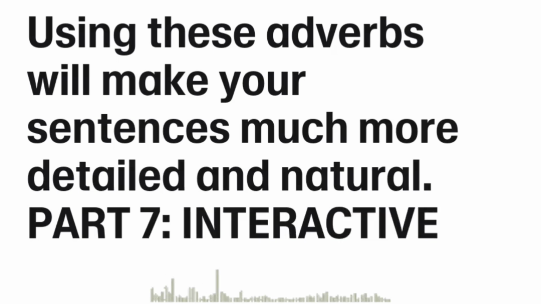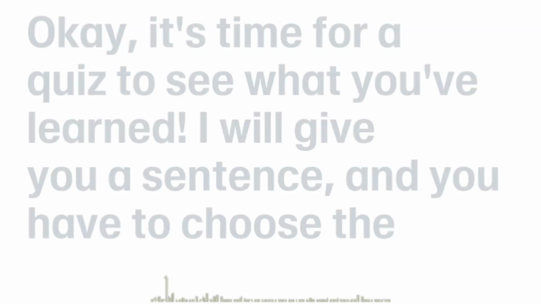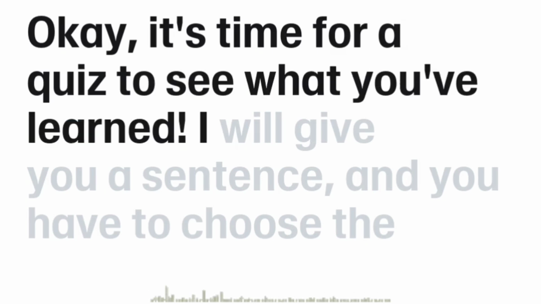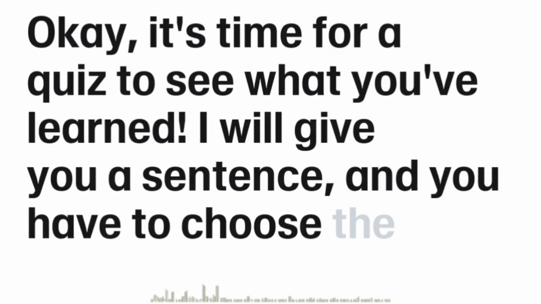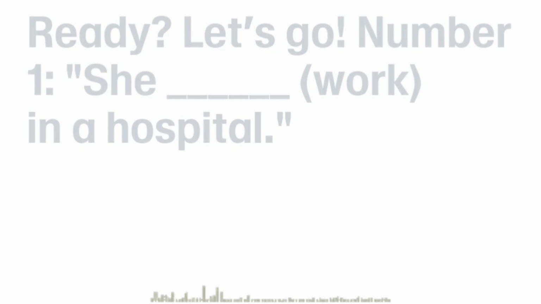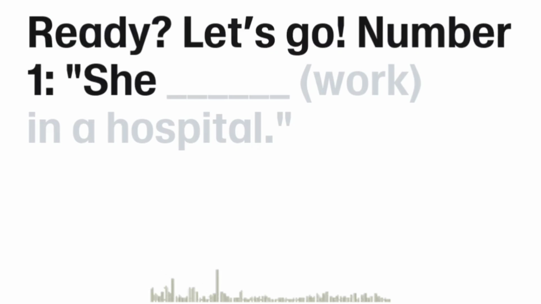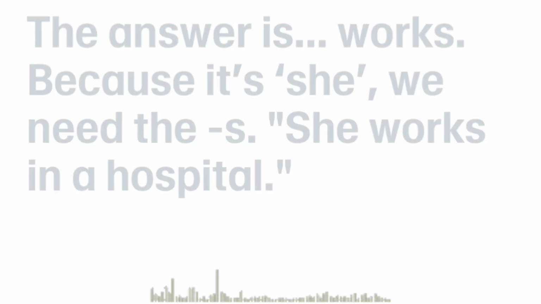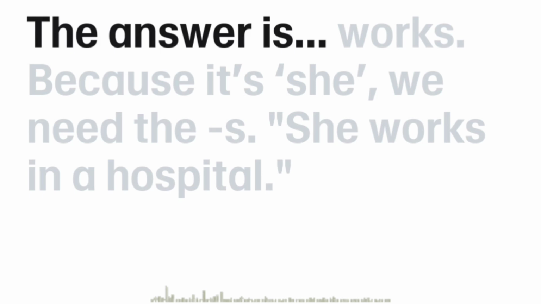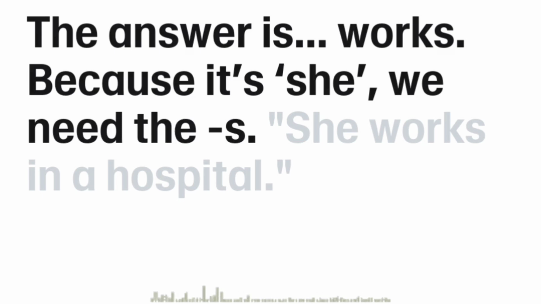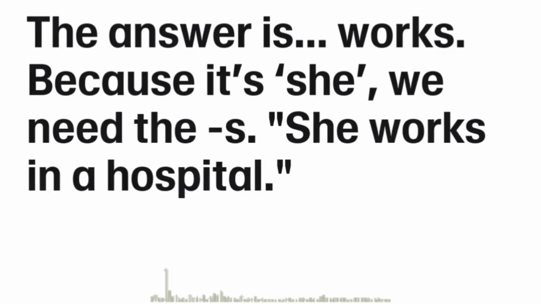Part 7. Interactive quiz. Okay, it's time for a quiz to see what you've learned. I will give you a sentence, and you have to choose the correct form. Ready? Let's go. Number 1. She work in a hospital. The answer is works. Because it's she, we need the S. She works in a hospital.